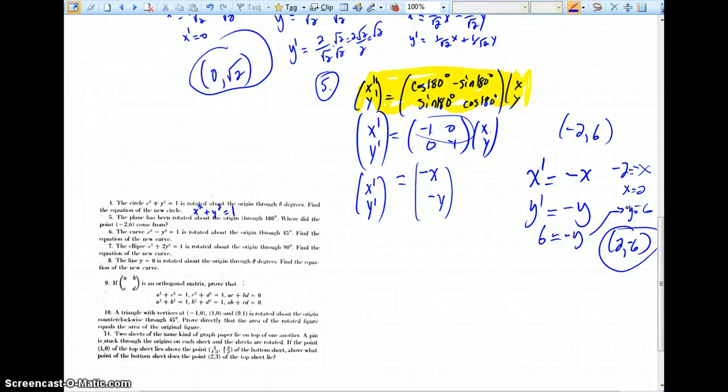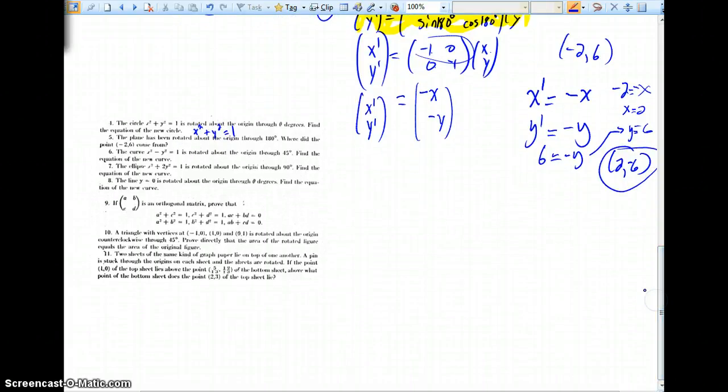Alright, let's take a look at not just rotating points, working problems out with images and pre-images simply with an ordered pair for one or the other. Number 6 and number 7 are far more interesting, and they really do get far more involved. So let's take a look at number 6. The curve x squared minus y squared equals 1 is rotated about the origin through 45 degrees. Find the equation of the new curve.